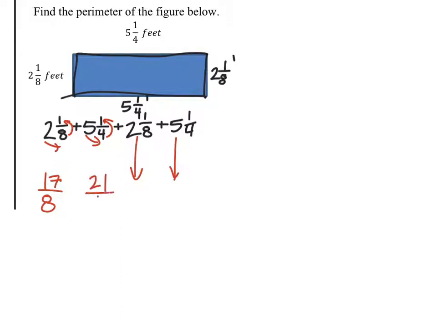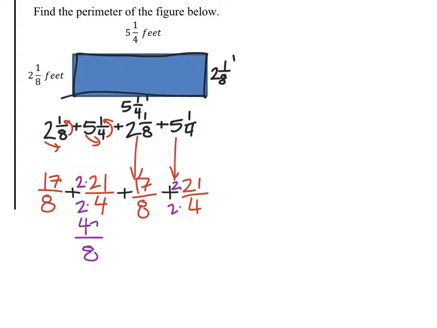That's going to be 21 fourths. So we got 17 eighths plus 21 fourths, plus another 17 eighths, plus another 21 fourths. Now we are adding these together. We need common denominators, and I've only got to change these two, which are the same. Just need to multiply them by 2 to get a common denominator of 8. And then it'll be 42 eighths for both of them, because it's the same fraction. So right now I've got 17 eighths plus 42 eighths plus 17 eighths plus 42 eighths.